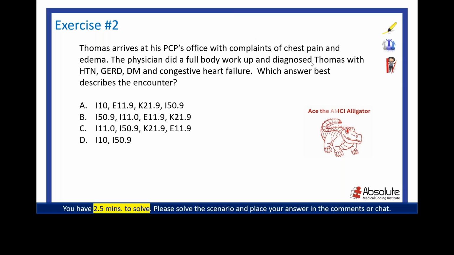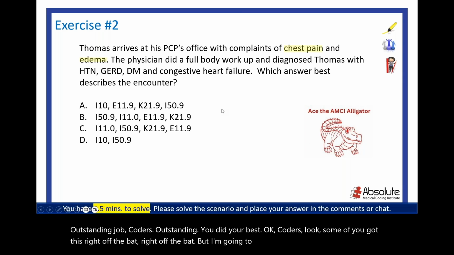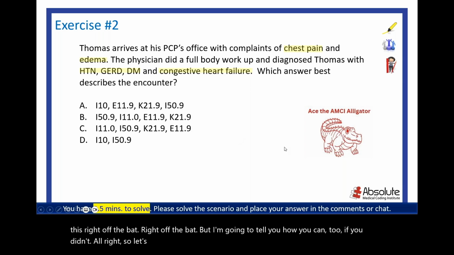Outstanding job, coders. Outstanding. You did your best. Okay, coders, look, some of you got this right off the bat. But I'm going to tell you how you can too if you didn't. All right, so let's go ahead and highlight our key terms.